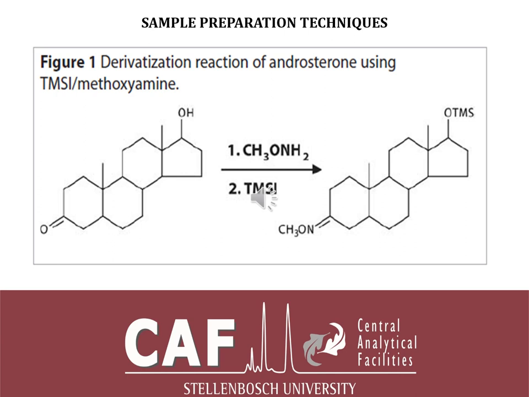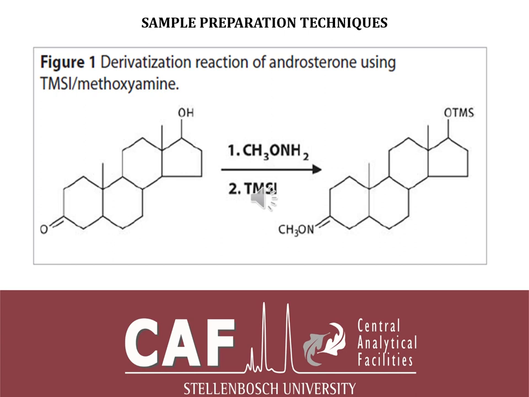And from there, the first thing that you do is add the methoxyamine. What the methoxyamine will do, it will go and sit on the oxygen of the keto group, where the oxygen of the acyl group would be, and then it makes it stable. And then you add TMS with the temperature heated up, and then the TMS will sit on the hydrogen of that OH up there.